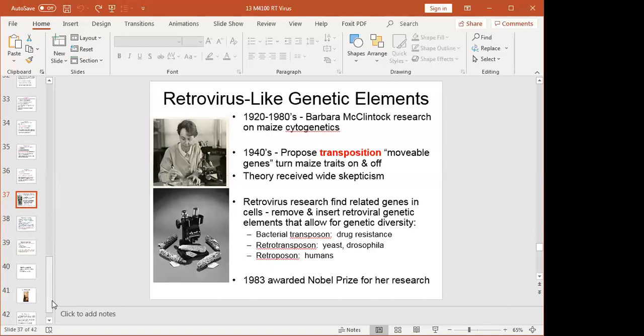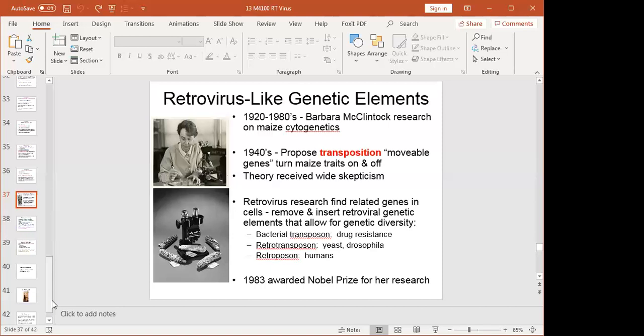But later on, researchers working on retroviruses found a similar concept. They saw that there are some genes that, if you remove them and put them in retroviral genetic elements, pave the way for genetic diversity. And these movable elements are not only in retroviruses. We have them in bacteria. We call them bacterial transposons. These transposons, or movable genes, cause resistance to antibiotics.